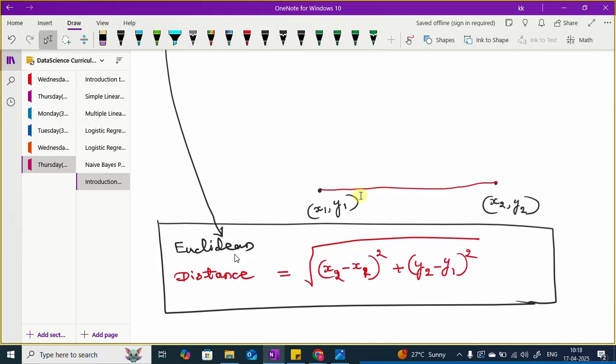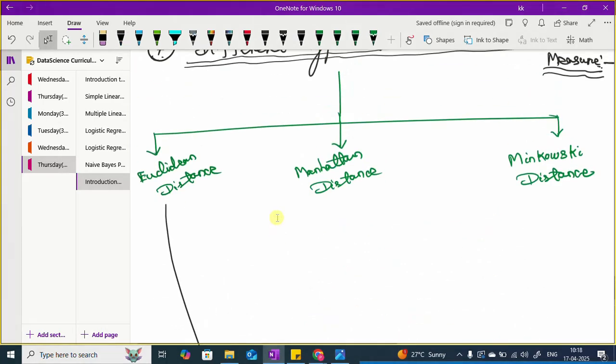So if I want to find out the distance between two different data points by using Euclidean distance, this is the formula I have to use. So what is the x2? This one. What is the x1? This number. Y2, y1. Then square root. That's the Euclidean distance. Clear, guys? Any doubts so far? That is the Euclidean distance.